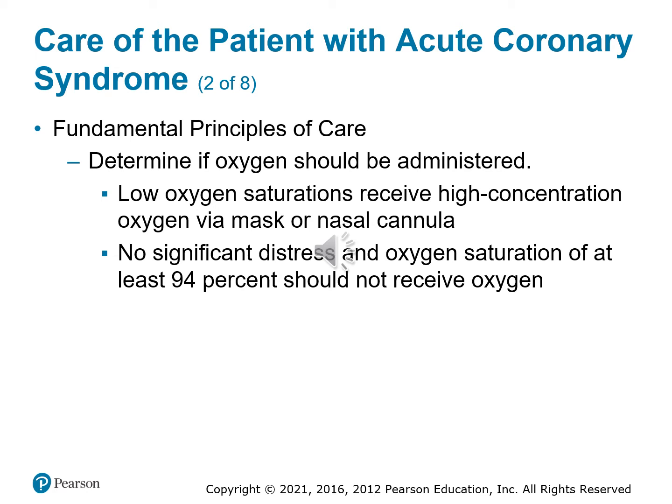If we don't see any signs of distress and our pulse oximetry reading is at least 94, remember we really like to see 95 and up, but if it's at least 94, we do not have to apply oxygen to this patient, but you need to continue to closely monitor them so that if there are any changes, you can address them quickly.